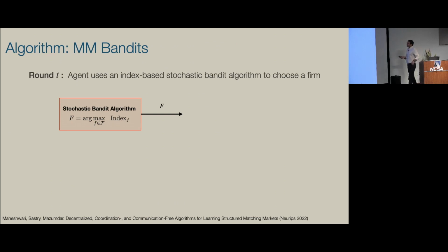So the algorithm is really simple. You'll basically have a stochastic bandit algorithm. You'll have indices, so it might be your upper confidence bounds, it might be your Thompson sampling samples.